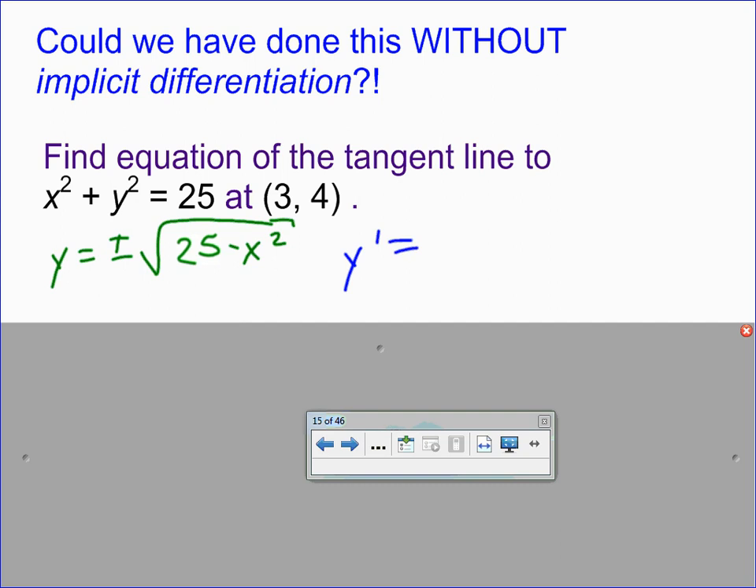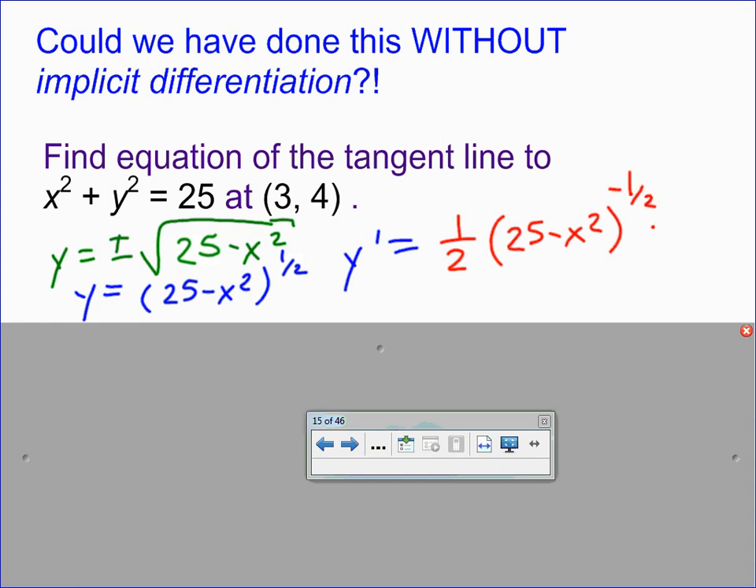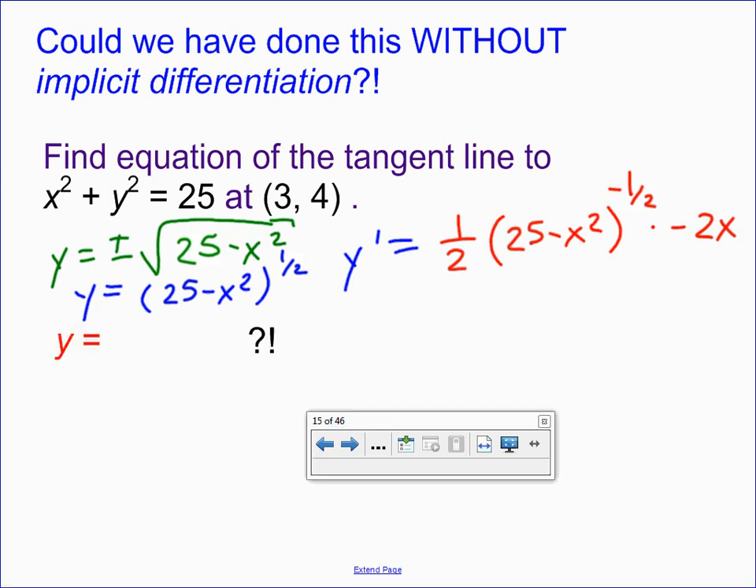I'll do that using our power rule, right? Isn't this quantity 25 minus x squared to the 1 half? So I would use the power rule to differentiate that and generate a first derivative given by 1 half quantity 25 minus x squared to the negative 1 half times the derivative of the base. And what's the derivative of the base? Negative 2x.